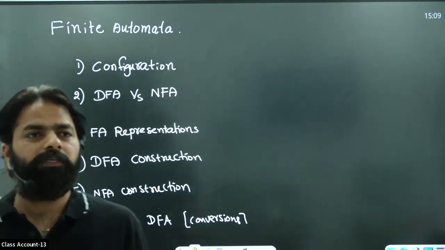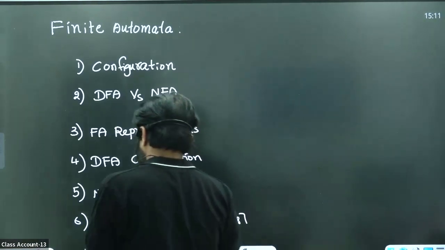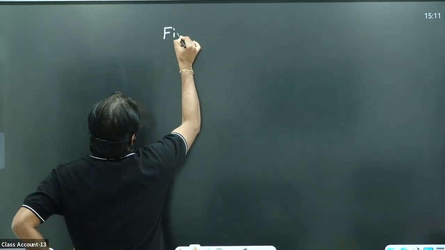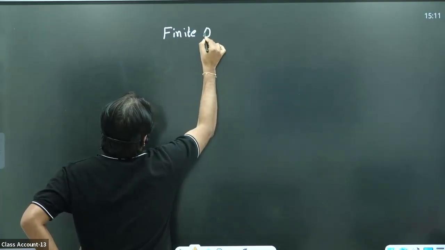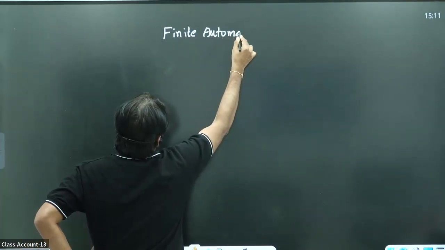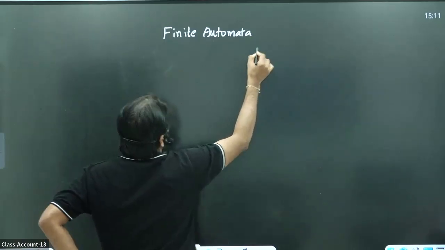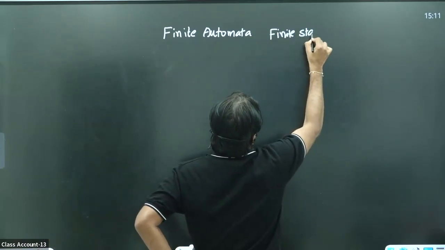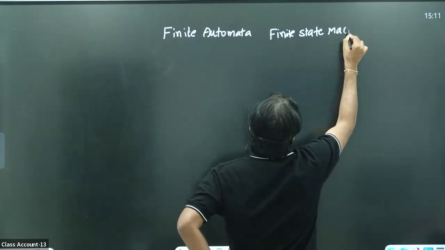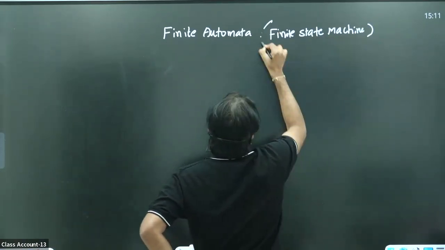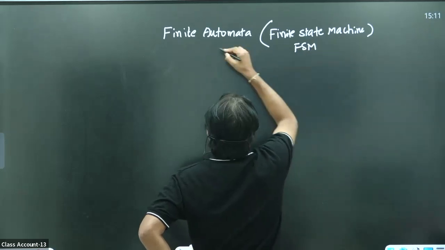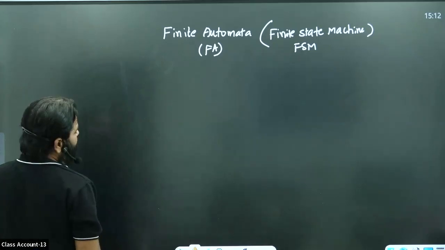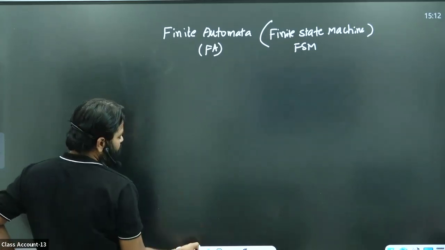Okay, so the topics we are going to see in this chapter. You can also call it a finite state machine. The other name of this one is finite state machine. We call it FSM or FA. What does this finite automata do? It represents which language?